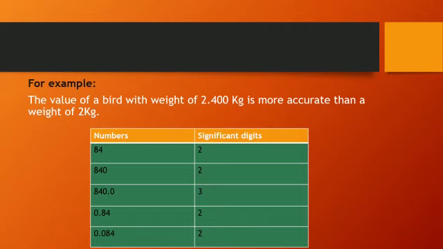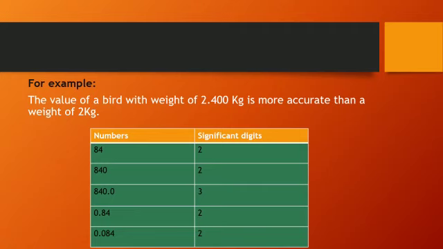For example, the value of a bird with weight of 2.400 kg is more accurate than a weight of 2 kg. There are some numbers and their significant digits. The first number is 84. It has two significant digits, 8 and 4. The other number is 840. It has also two significant digits. The last digit 0 is non-significant.